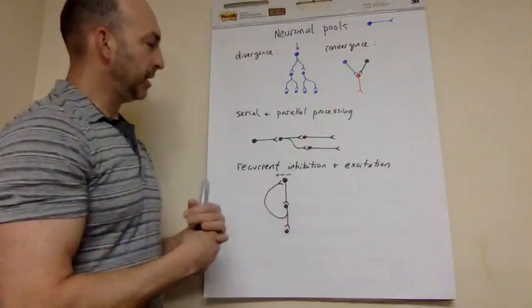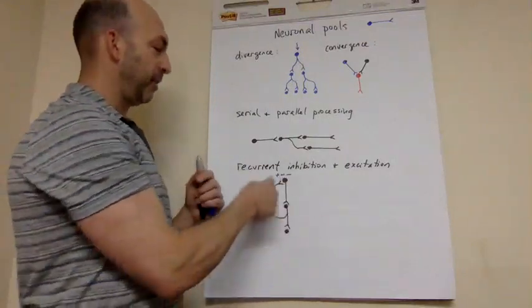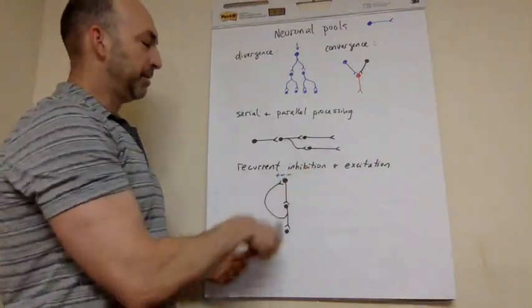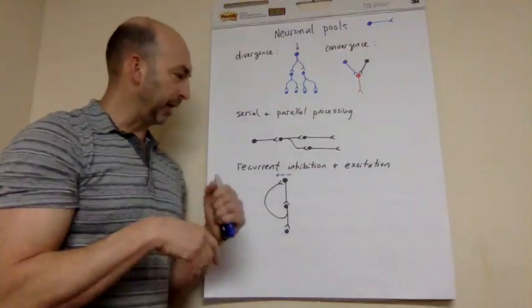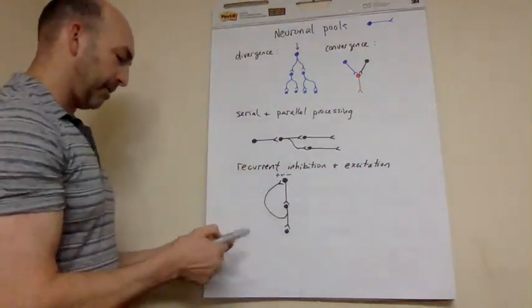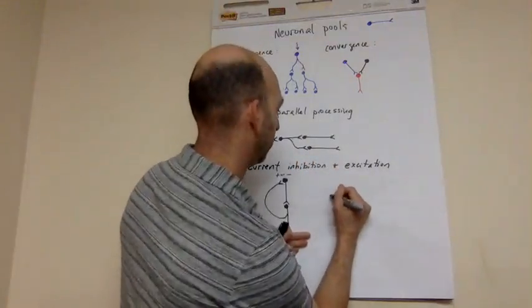So again, it's a way to keep a positive feedback loop, as opposed to the negative feedback loop with inhibition that keeps this pathway active. Okay, so that's recurrent inhibition and excitation. The last one I want to talk about is called lateral inhibition.